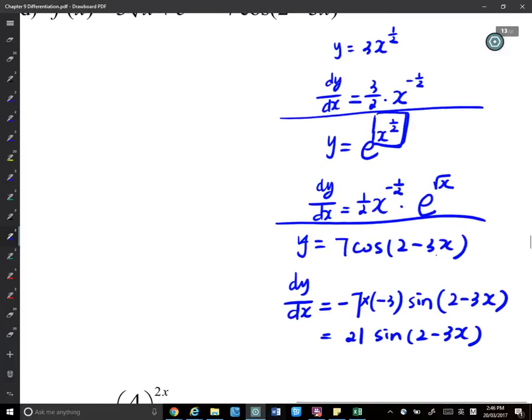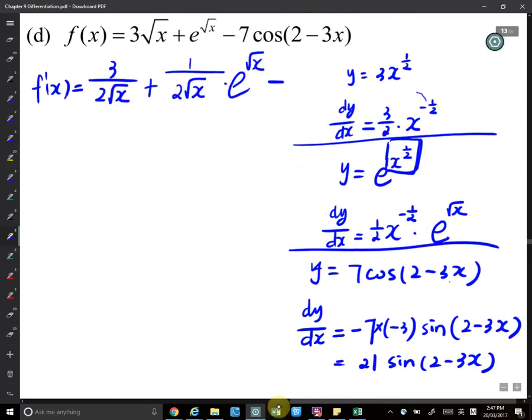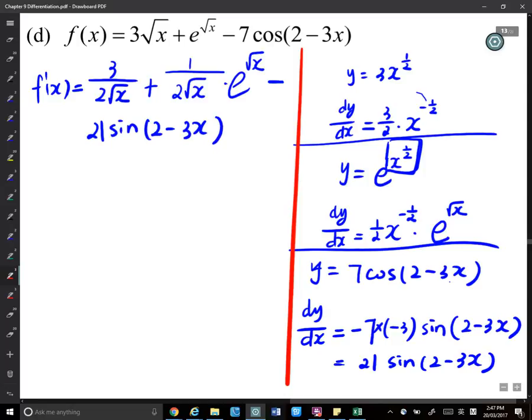And let's put everything back together. So we will have f dash x equals, okay, the first derivative is this. So it's 3 over 2 root x plus a half root x, times e to the power of root x, and minus the derivative of 21 sine (2 minus 3x). Okay, we have that.